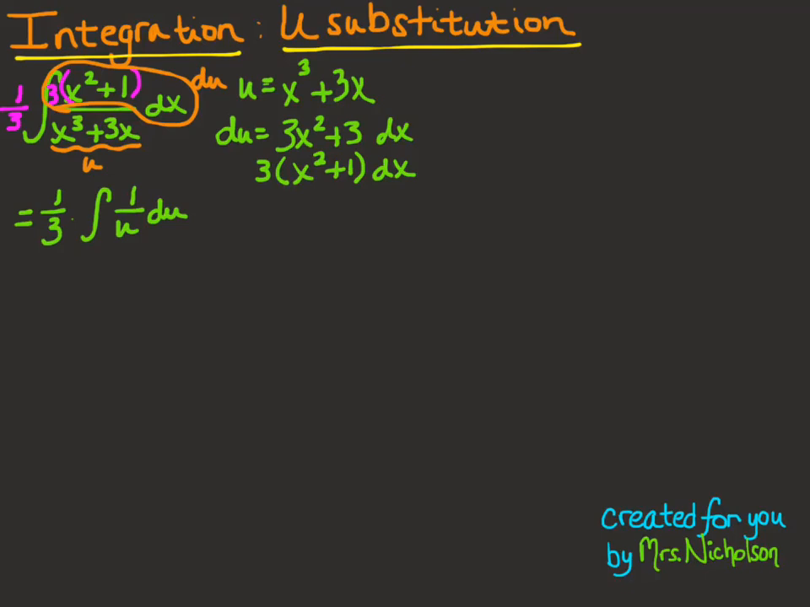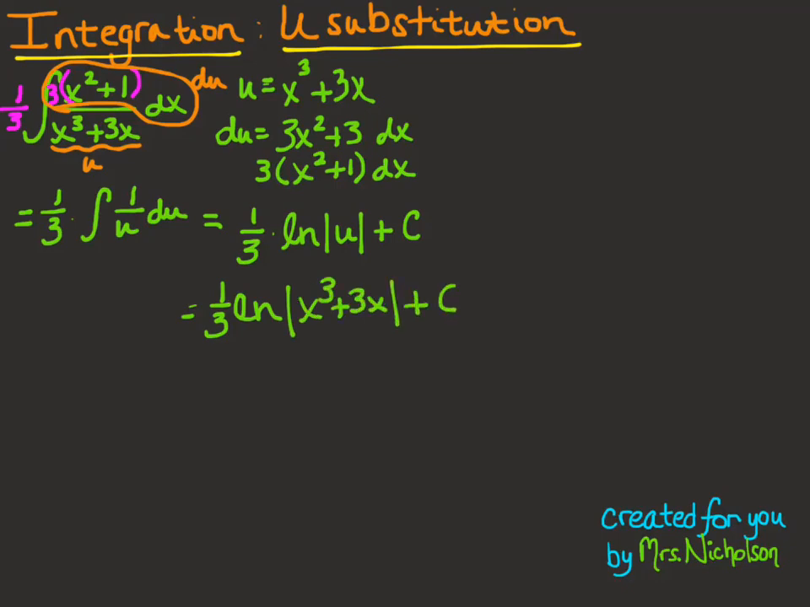So now we have this integral in a form that matches one of our rules. The 1/3 out in front, of course, is just going to stay. And then the integral of 1 over u du is the natural log of the absolute value of u. And since this is an indefinite integral, we're going to put plus c at the end. And then for our final step, we need to substitute back in for u: natural log of x cubed plus 3x, plus c. And that would be your final answer.